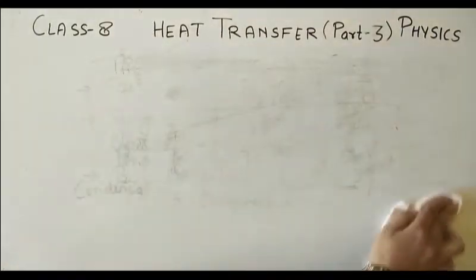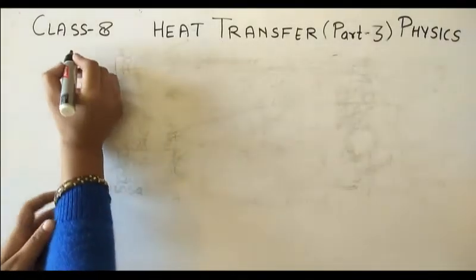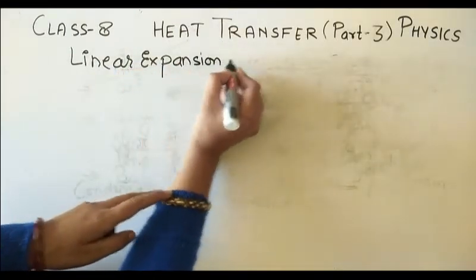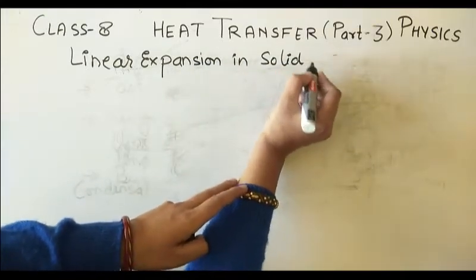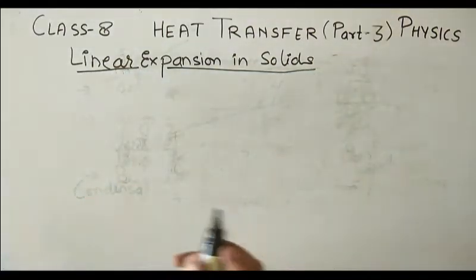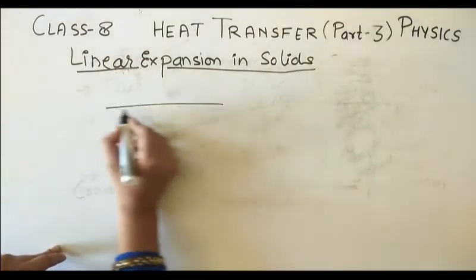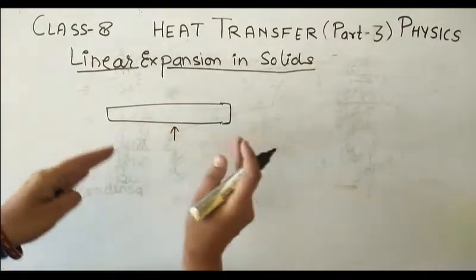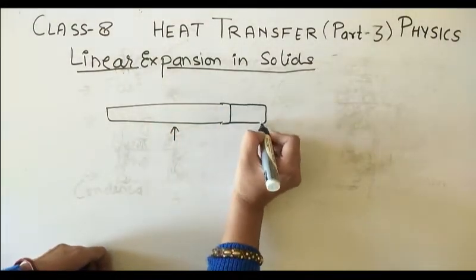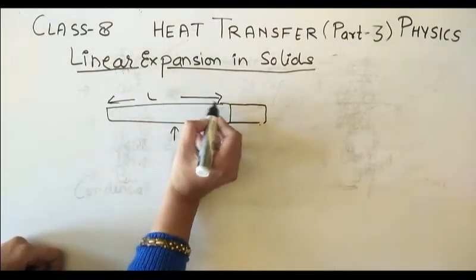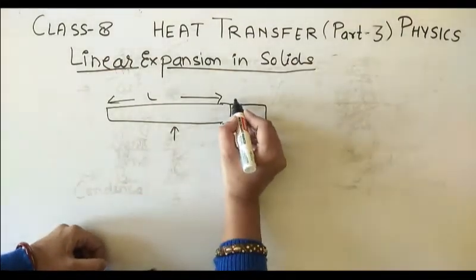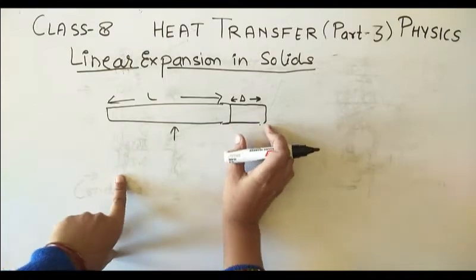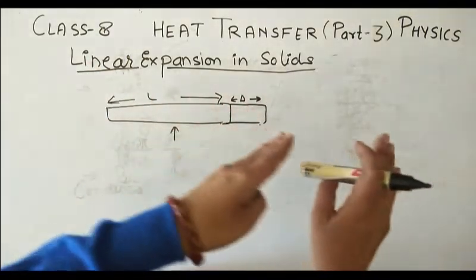Okay. So first I am going to start with linear expansion in solids. How can we explain linear expansion in solids? It is very easy. Suppose any solid rod is there, and when this rod is provided heat, the molecules heat up and it expands. Suppose this is the original length of the rod, L, and when it expands, it expands this much, which is known as delta L. So this is the expansion, showing linear expansion in one direction.